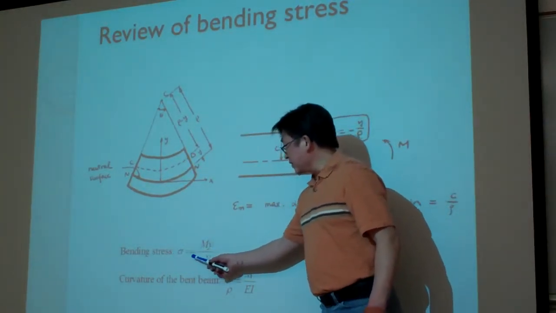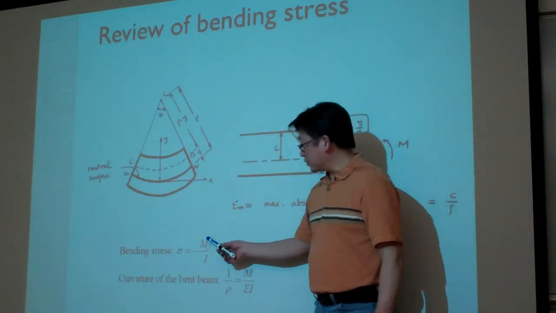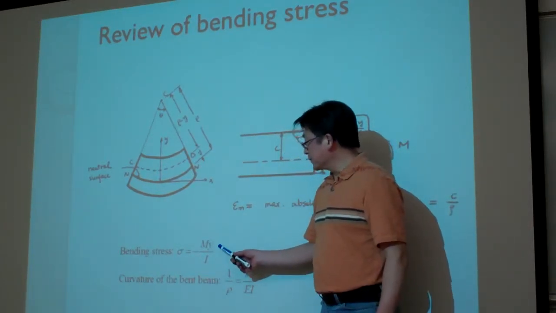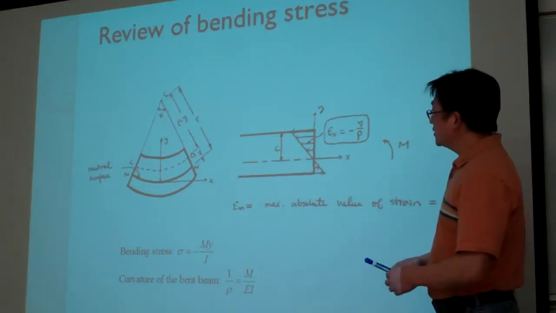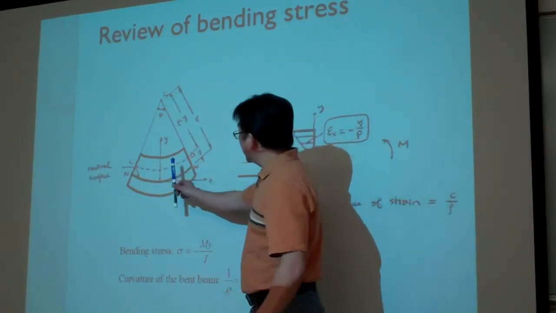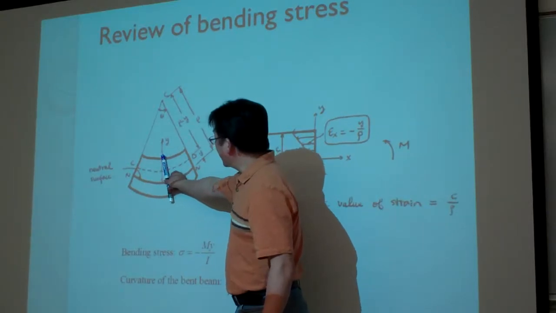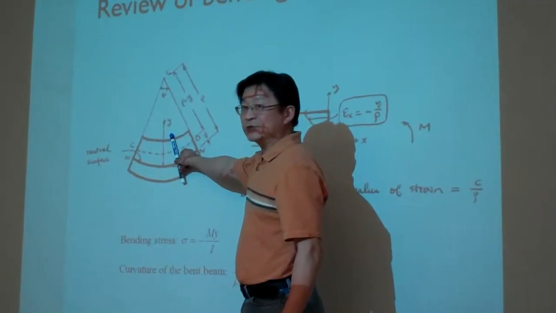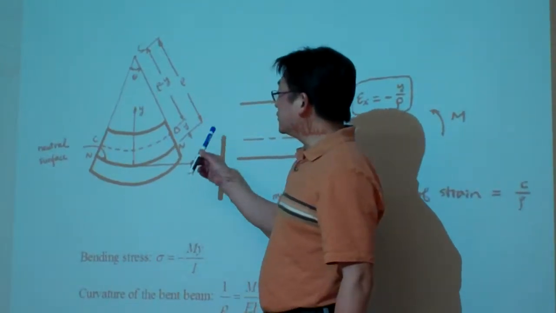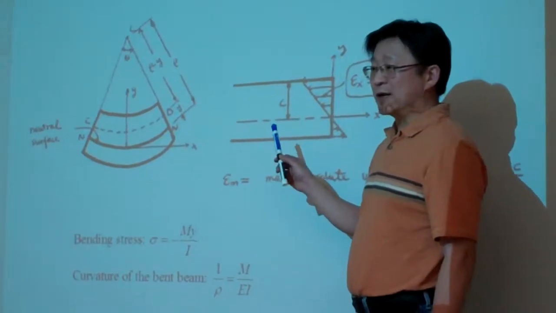Achieve this equation. Basically, in this chapter, in the traditional approach, we only deal with this equation. And this equation is arrived at by assuming that every cross-section will remain as a plane after deformation. That is the assumption. And again, the slides have been uploaded onto Blackboard.